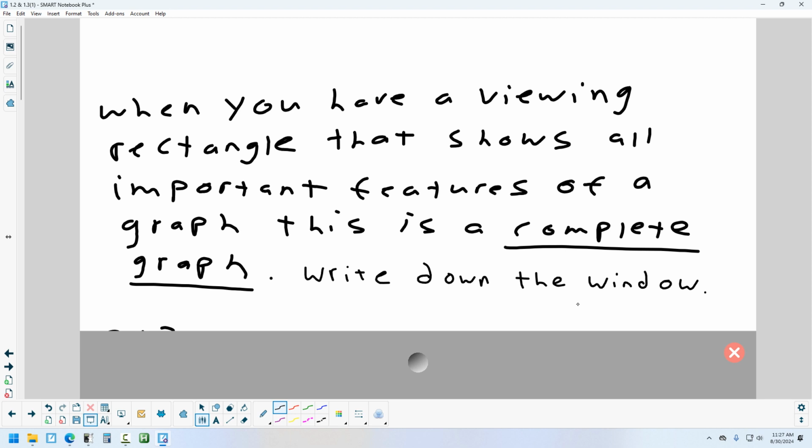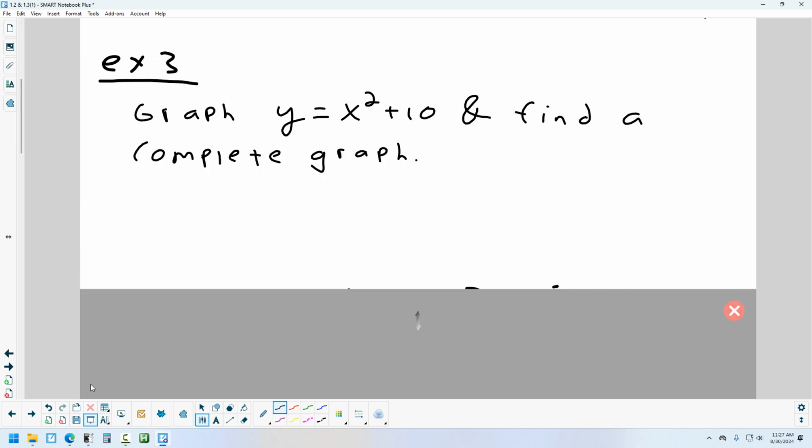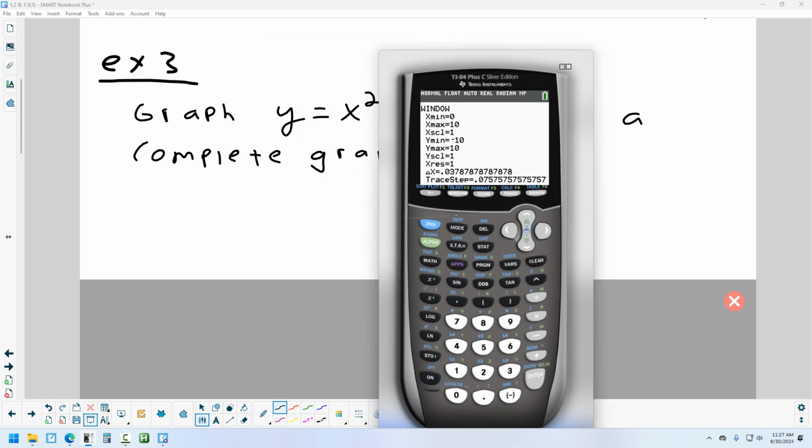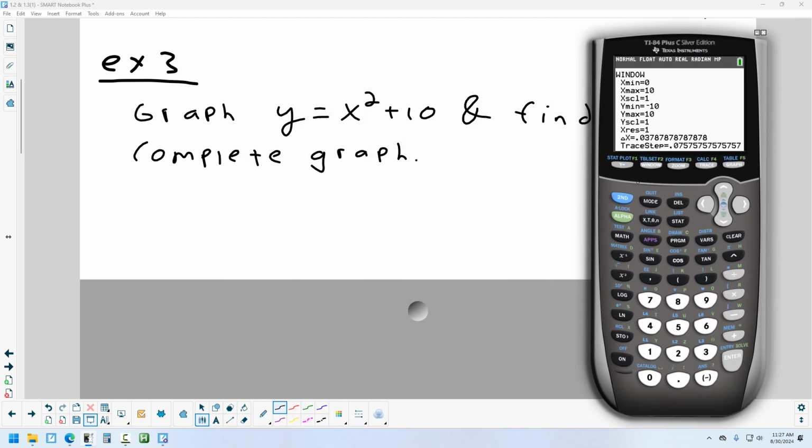All right, so let's try finding a window for this one. I think we did this one, maybe. It was one of the first problems I might have shown you yesterday when we talked about finding a window. I can't remember. Let's type in x squared plus 10. Actually, I already have x squared typed in, so I'm just going to put it on y2. You can put it on y1. It doesn't matter where you put it. And let's do zoom.